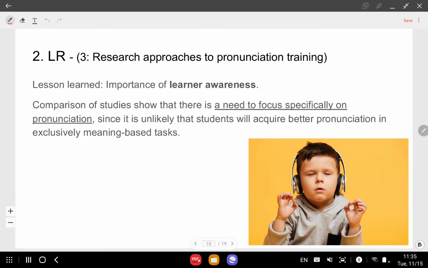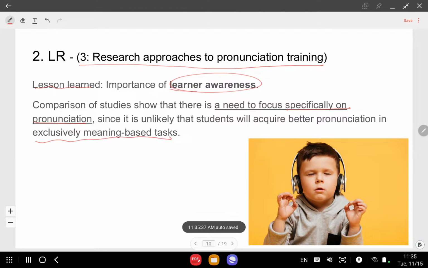The third part, research approaches to pronunciation training, continued. One lesson learned from the research is that learner awareness is very important for improving pronunciation. A comparison of studies shows that there is a need to focus specifically on pronunciation in order for there to be improvement, since it is unlikely that students will acquire better pronunciation in exclusively meaning-based tasks. So there's learning when there is awareness, okay?